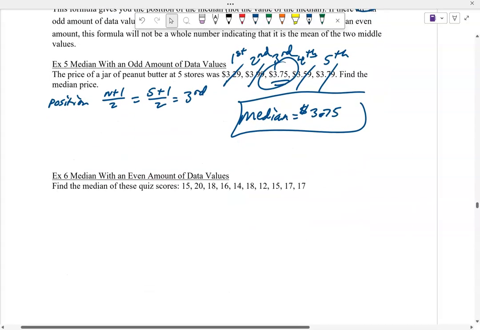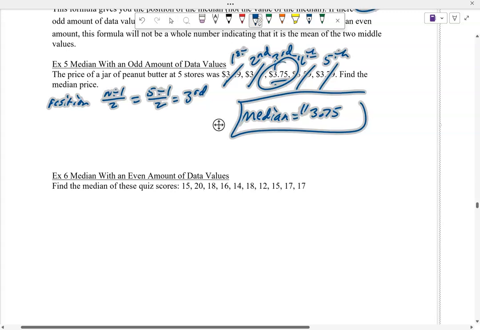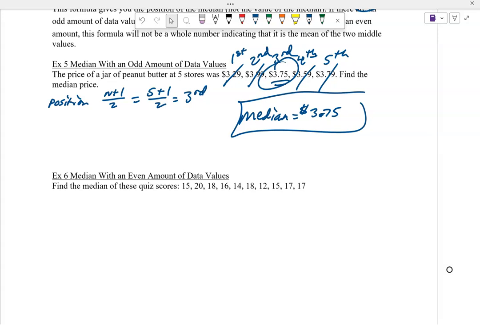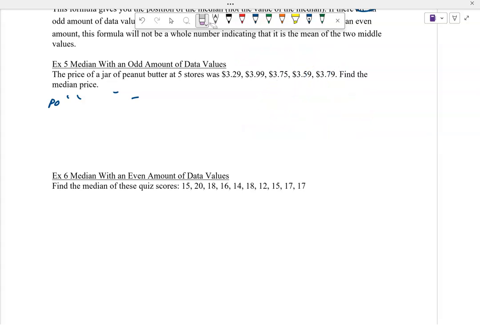Now, what if you have an even amount of data? So here I have 15, 20, 18, 16, so on. Now, this is not in order. Oh shoot, I just realized I didn't write that last one in order. Sorry guys, we better double check that. That was not in order. I gotta have these things in order first.